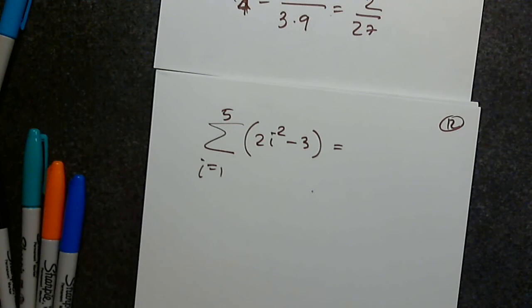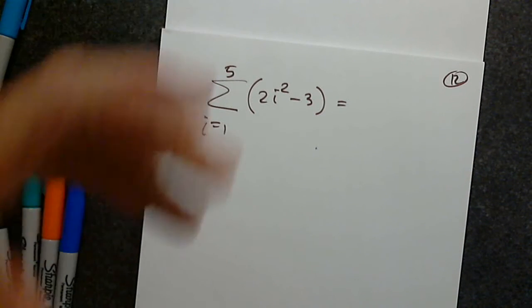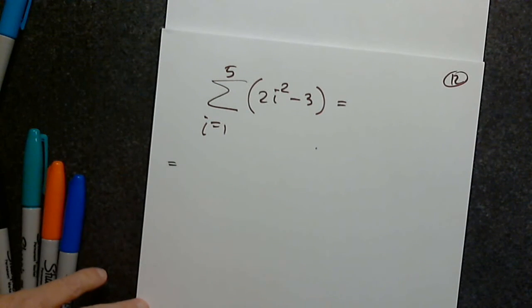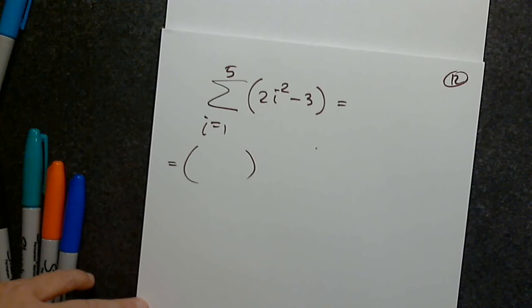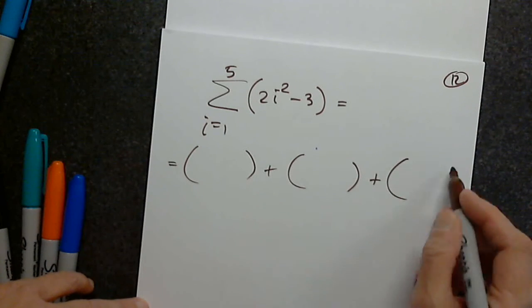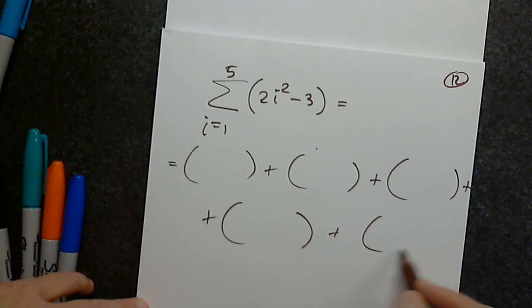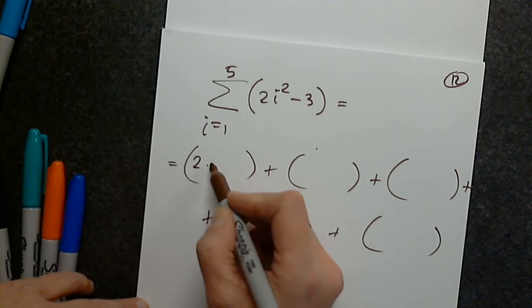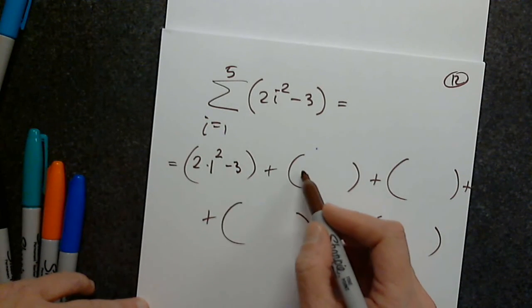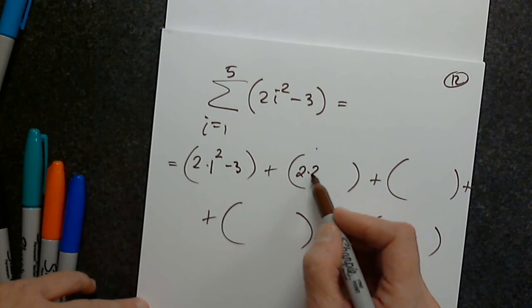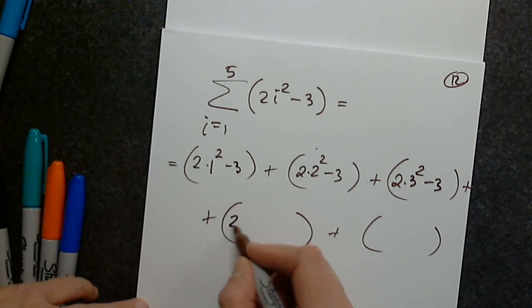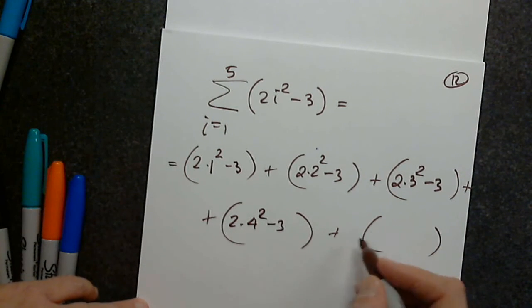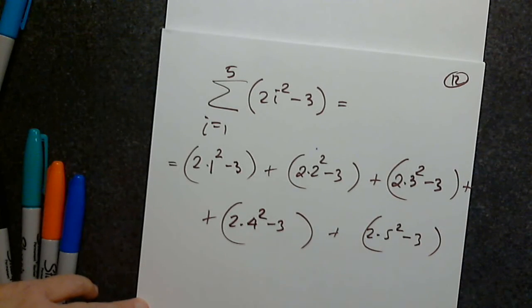So let's write the first one and the last one and then use the calculator. Or we can find all of them by hand. It's up to you. By hand. So plug in 1 and tell me what to write. Do not calculate. I want everyone to see those 5 terms. 2 times 1 squared minus 3, 2 times 2 squared minus 3, 2 times 3 squared minus 3, 2 times 4 squared minus 3, and 2 times 5 squared minus 3, that's it.